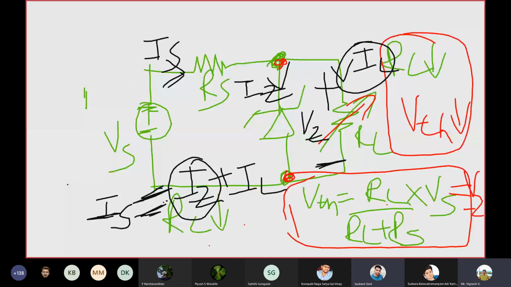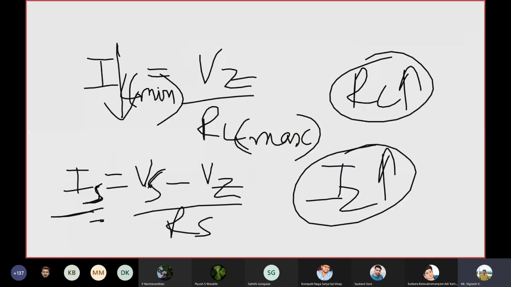I'll again show in the formula. See, IL is decreasing, IS is constant, right? So what would IZ be? IZ would be IS minus IL. If IL is decreasing, then IZ increases. That's what you mean, right? So if you keep on increasing RL, IZ keeps on increasing. If IZ keeps on increasing, you know that IZ cannot go beyond a particular value, which is already present, right? So it is very important that you find out what is the maximum load resistor also.